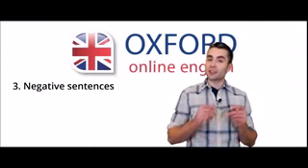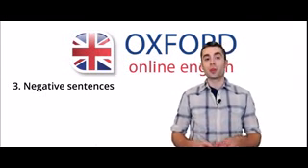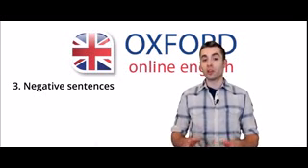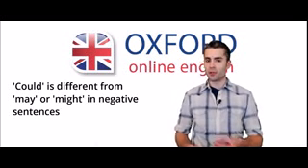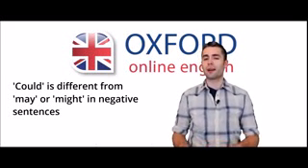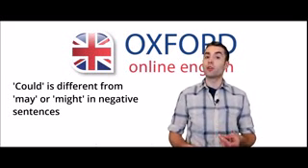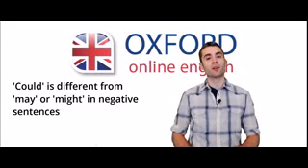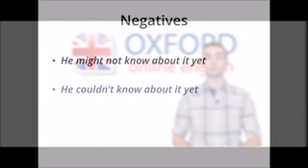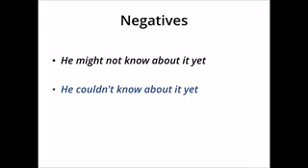Now I want to look at the negative sentences. You've already seen that in positive sentences, may, might, and could generally have the same meaning. However, in negative sentences, could is different from may and might. In fact, in negative sentences, could has the same meaning as can. Look at two sentences. Can you see the difference between them? He might not know about it yet, and he couldn't know about it yet. Can you see the difference? Pause the video if you want to think about it.